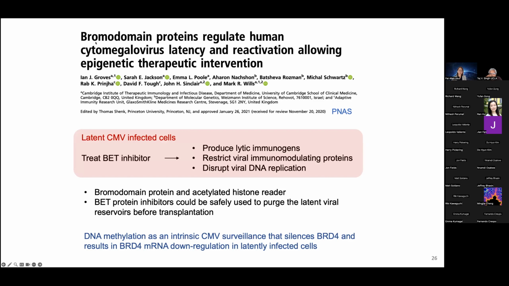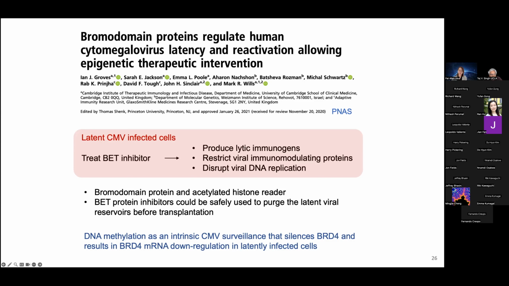Here they say bromodomain proteins, the main one being BRD4 we just saw. In the experiment, they treat latent CMV infected cells with bromodomain inhibitors, which attenuate the bromodomain proteins. Once the cells are treated, the latent or inactive cells start to produce lytic immunogenes, which means they show to the host immune system that they seem to become lytic, seem to become reactivated.